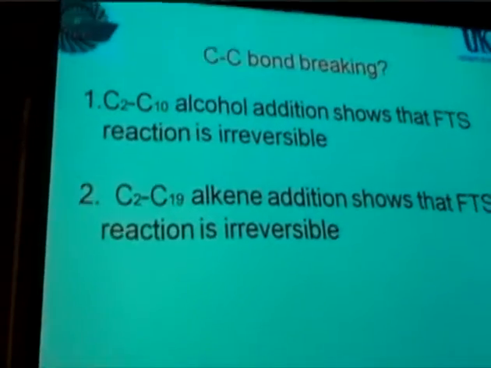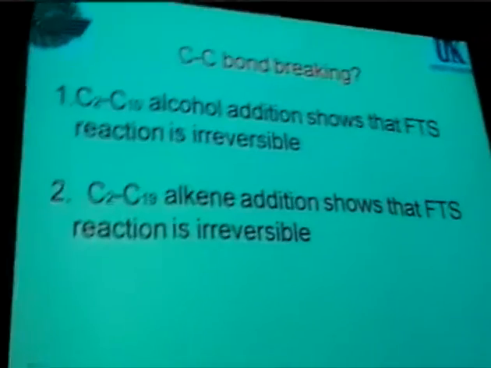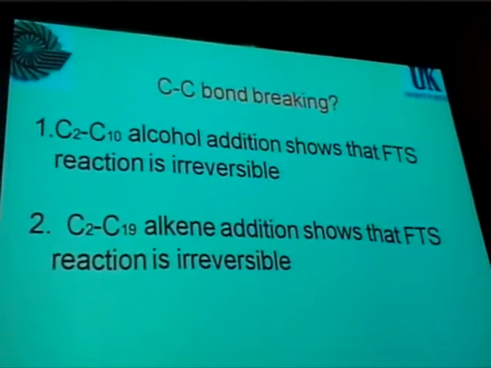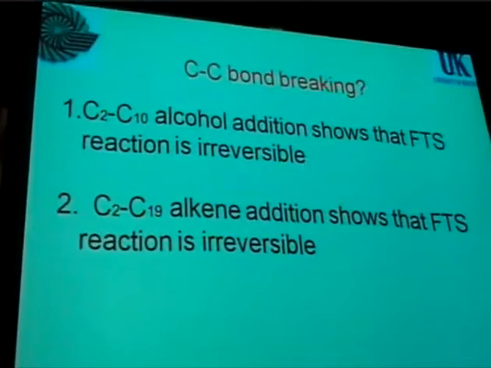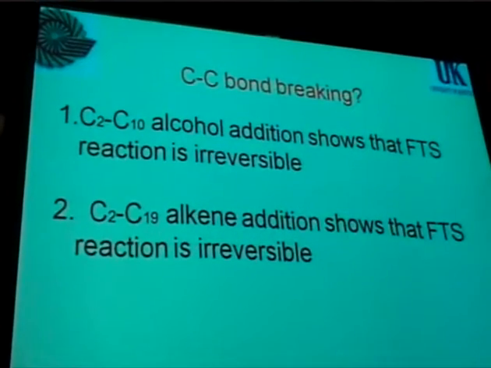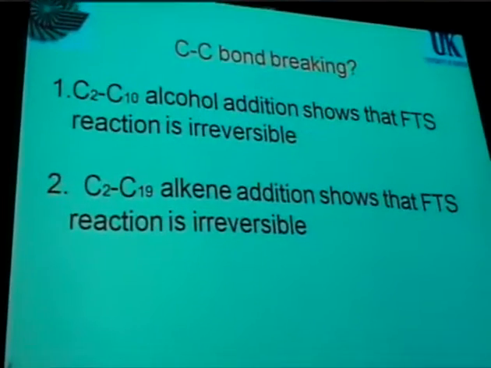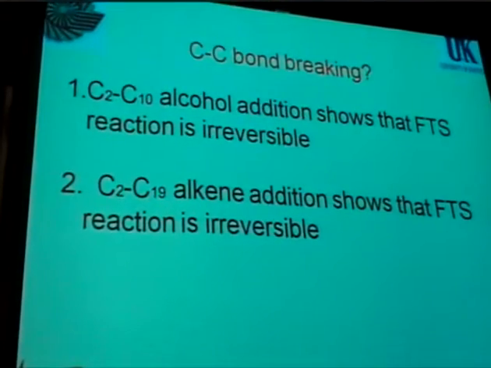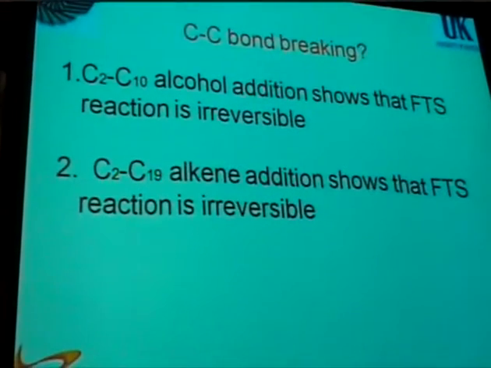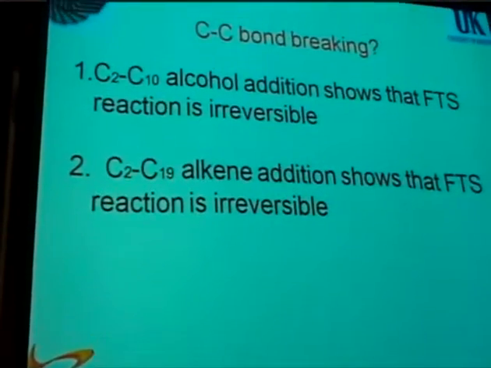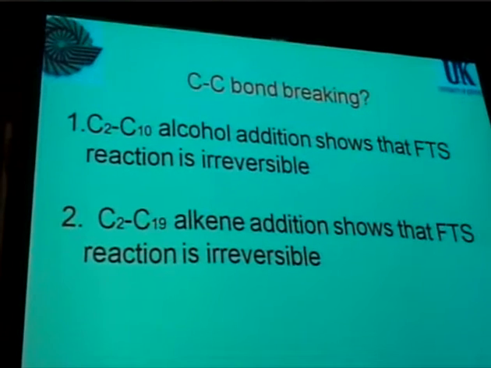And so in order to do deuterium, I think we've shown by adding C2 to C10 alcohol that once you form the carbon-carbon bond, it doesn't come apart. We've added olefins from C2 to C19, we get the same effect. So we don't have to worry about so-called cracking or carbon-carbon bond breaking to impact the results.